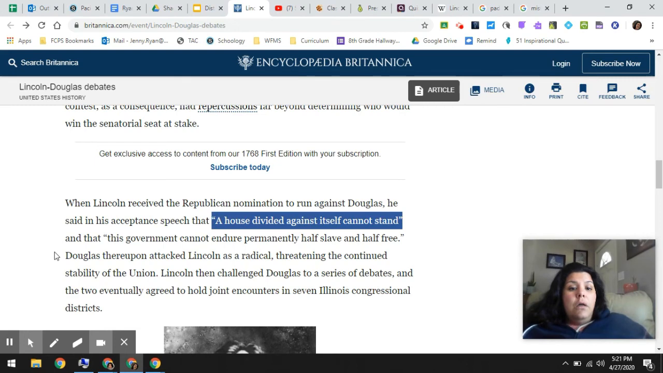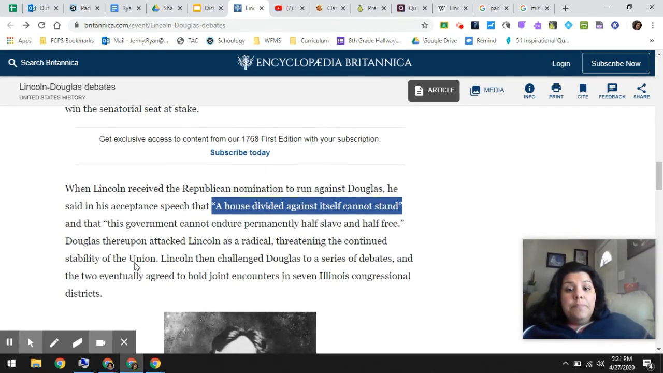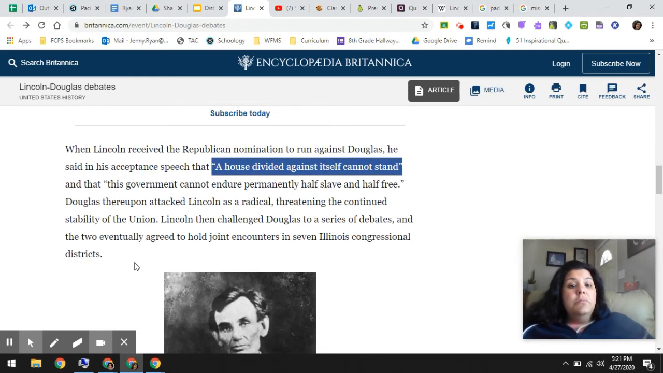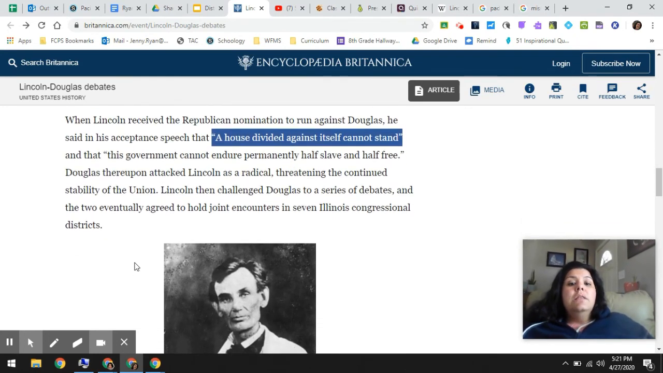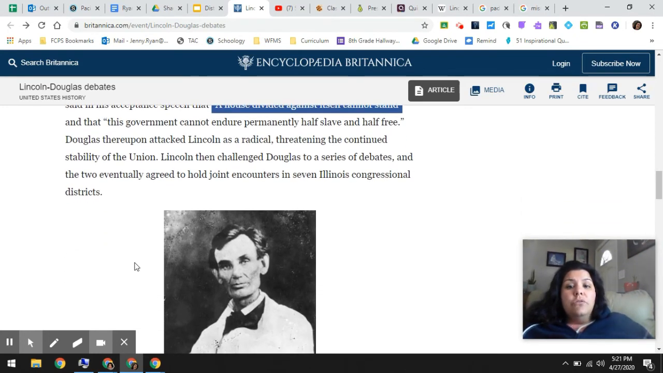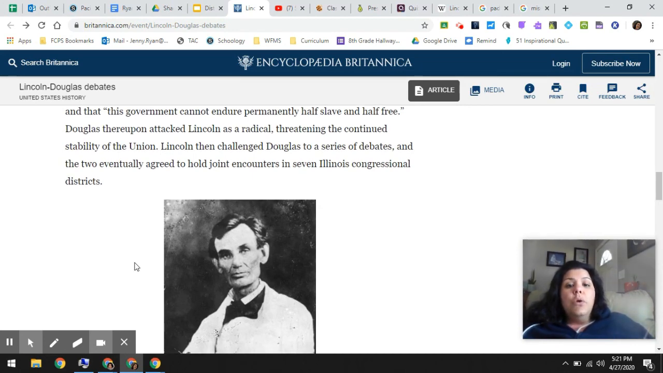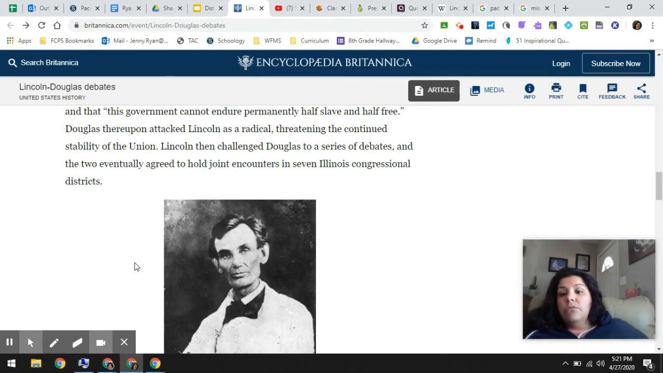Douglas thereupon attacked Lincoln as a radical, threatening the continued stability of the Union. Lincoln then challenged Douglas to a series of debates, and the two eventually agreed to hold joint encounters, debates, conversations, discussions in 7 Illinois congressional districts.